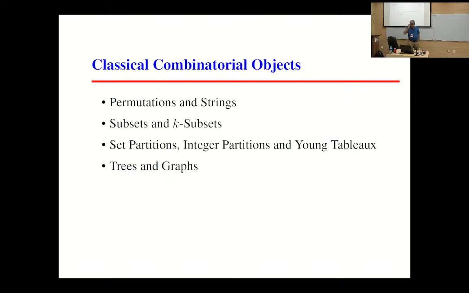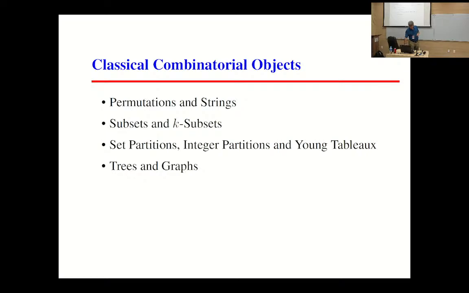Now, in combinatorics, you learn about a lot of objects, some of which I know are very simple to you guys, things like permutations and subsets and strings that you've seen lots of times. There are more complicated combinatorial structures people know how to count. Things like set partitions and integer partitions and Young tableaux, which I hope to talk about today. These are more complicated objects, and trees and graphs, okay?